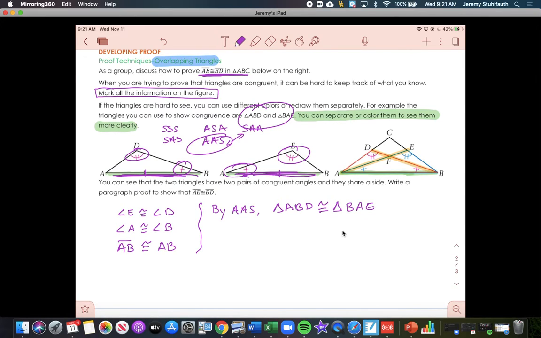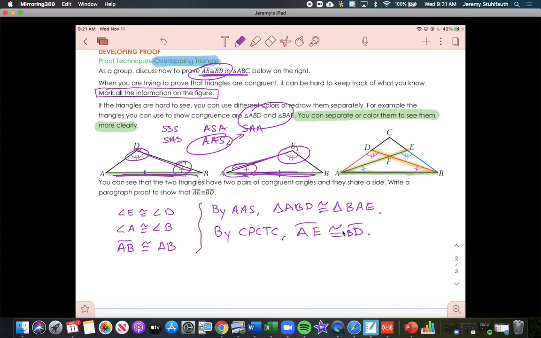All right. So now, since we've proved that these 2 triangles are congruent, we can go back and talk about what we wanted to show. We wanted to show that AE is congruent to BD. Well, AE corresponds with BD. So by CPCTC, AE is congruent to BD, which is what we wanted to show in the first place.